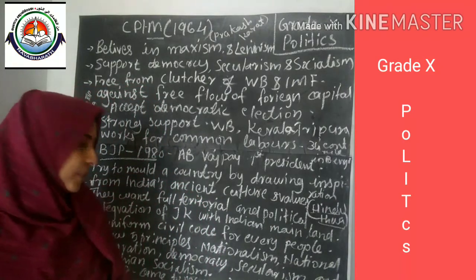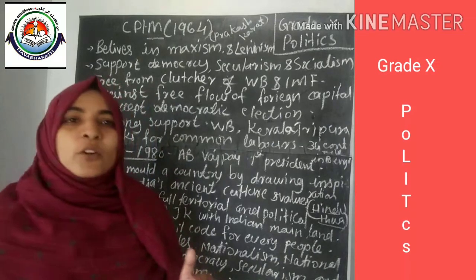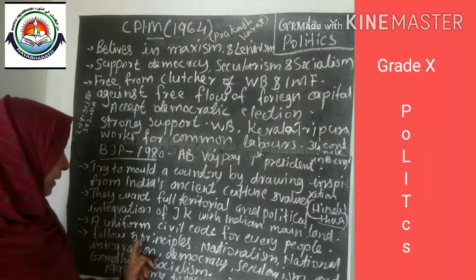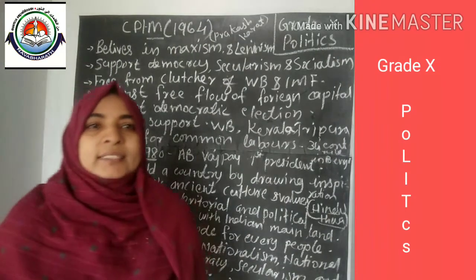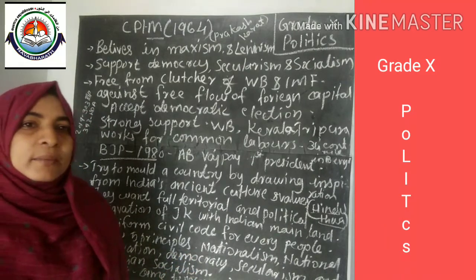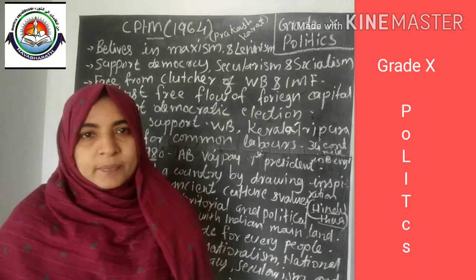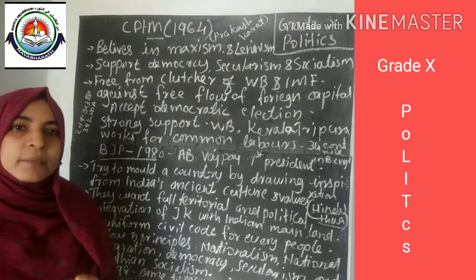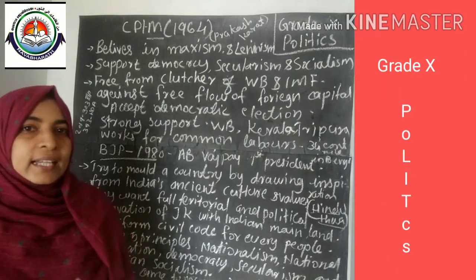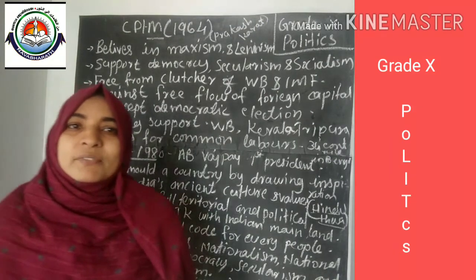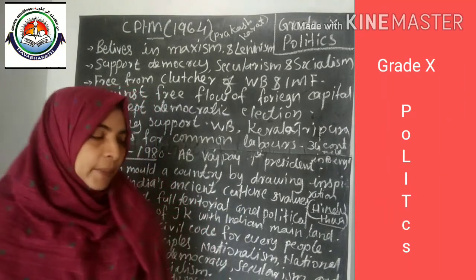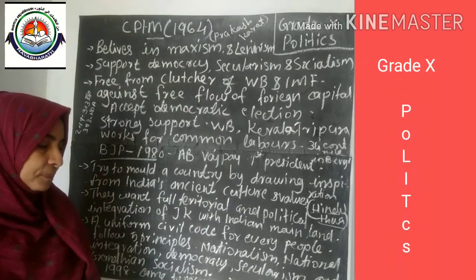Then next, they follow five principles. Which are they? Nationalism, national integration, democracy, secularism and Gandhian socialism. These are the five principles followed by the BJP.